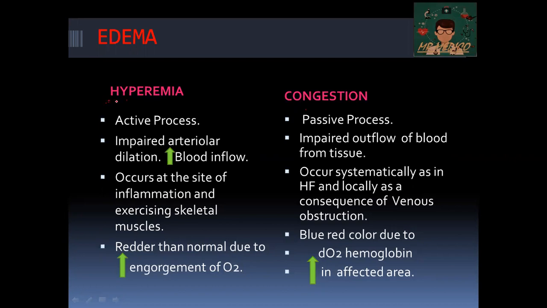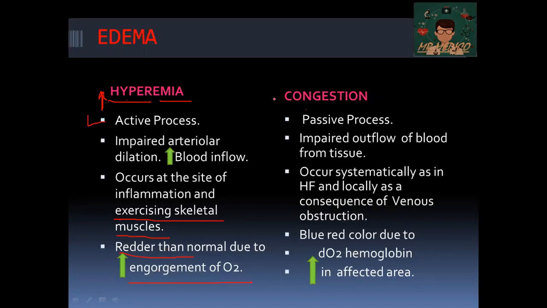As we know, it's mentioned in the name: hyper means more, emia means blood. When there is increased inflow of blood into the arteries, due to which the arteries get distended or dilated, it causes a condition known as hyperemia. This is an active process. It mostly occurs at sites where there is inflammation or where the skeletal muscles are exercising. These hyperemic regions mostly get reddish in color due to an increase in oxygenated hemoglobin concentration there.